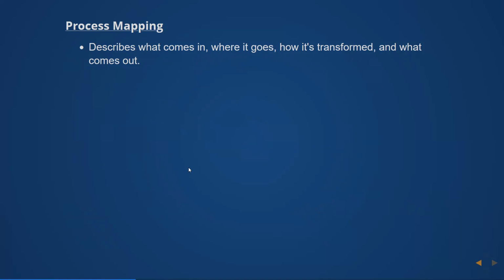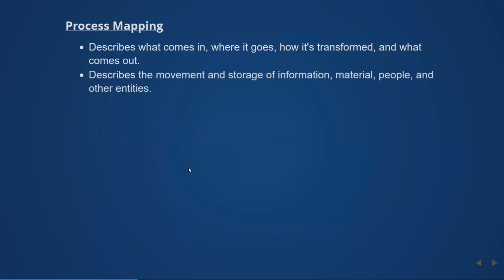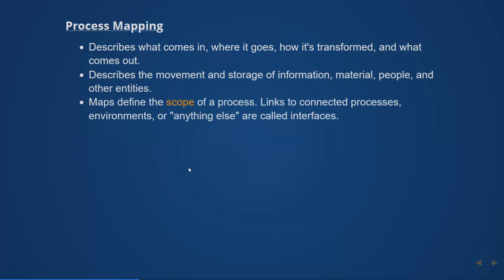Process mapping talks about what goes in, where it goes, how it's transformed, and what comes out. So if you imagine a process that sits there, and then stuff comes in and it's processed and maybe it goes out. This can involve information, material, and whatever entities you can think of. It's not just stuff, it's not just IT. It applies to a lot of different things.